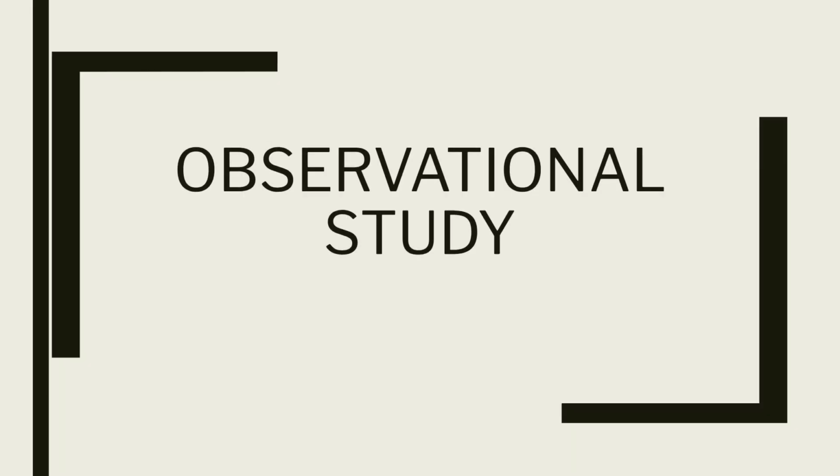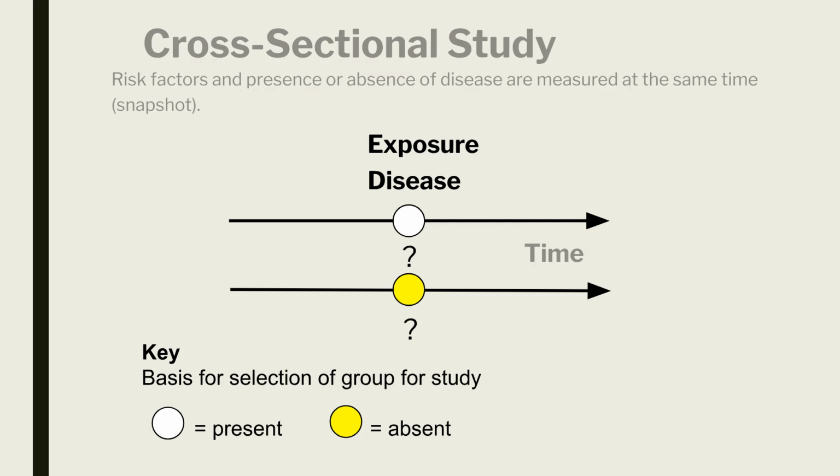Now we will take a closer look at the different types of observational studies. We will focus on the main designs: cross-sectional, case control, and cohort studies, and examine how each is used to study relationships between exposures and health outcomes. A cross-sectional study is the simplest type of observational study. It involves one-time data collection, where both exposure and disease status are measured at the same time.